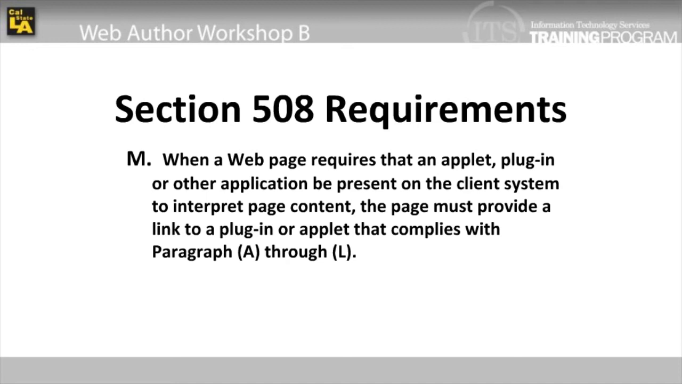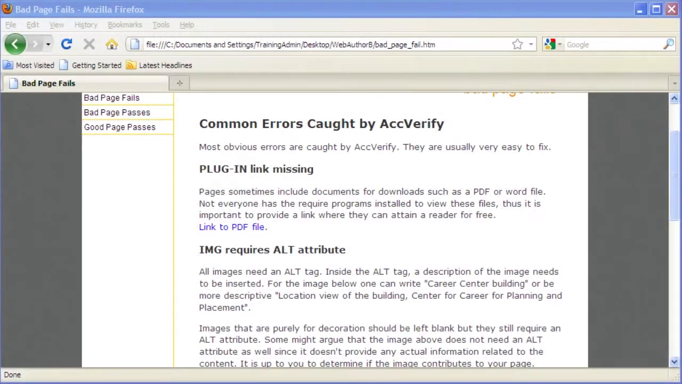Per Section 508 Standard M, when a web page requires that an applet, plugin, or other application be present on the client system to interpret page content, the page must provide a link to a plugin or applet that complies with standards A through L. An applet is a program needed by a user's computer to view page content.